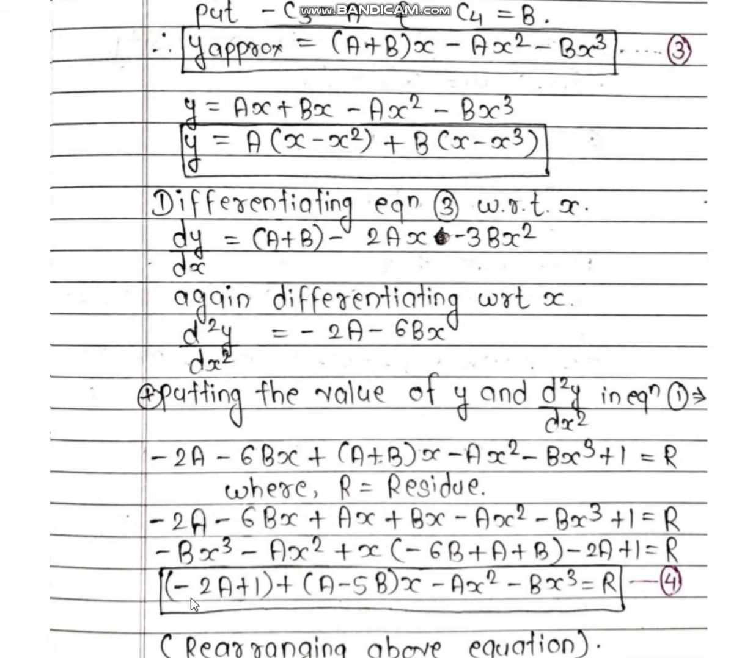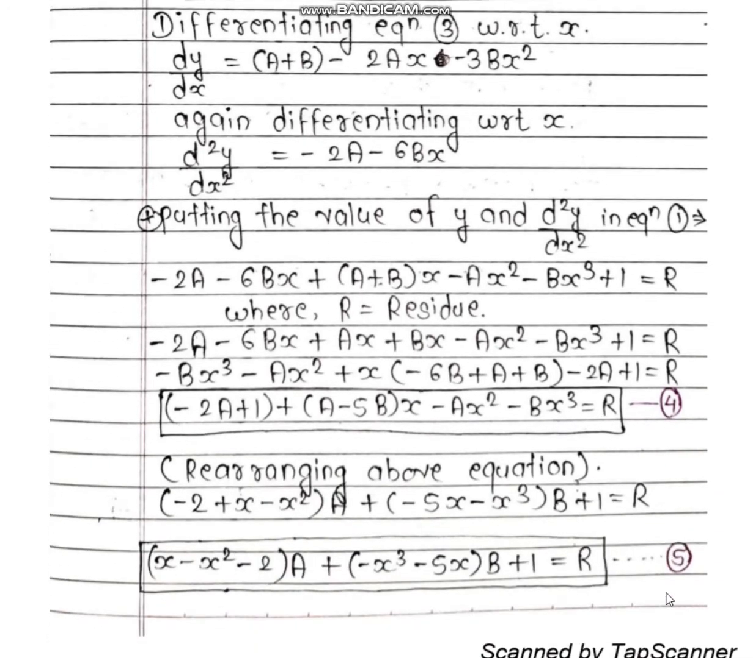So first here we have written the constant, that is minus 2a plus 1, then plus a minus 5b x to the power 1, then minus ax square, then minus b x cube equals to r residue. We will rename it as equation number 4. So rearranging this equation in the forms of a and b, here we get minus 2 plus x minus x square into a plus minus 5x minus x cube into b plus 1 equals to r. So again rearranging it, we will get this equation, and we will rename it as equation number 5.